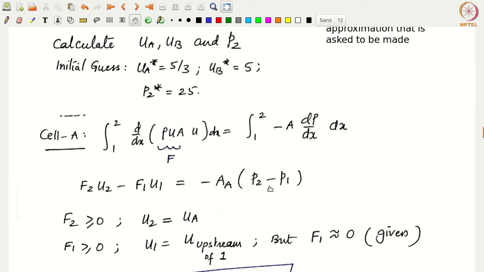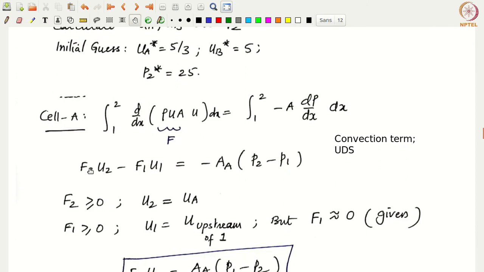Okay. Now, of course, because we are given the convection term, we will make an approximation. We will use the upwind difference scheme, although it is not specified in the problem. Essentially, what that means is that if Fe is greater than or equal to 0, then u little e equals u P, or if Fe is less than 0, then u little e equals u capital E.